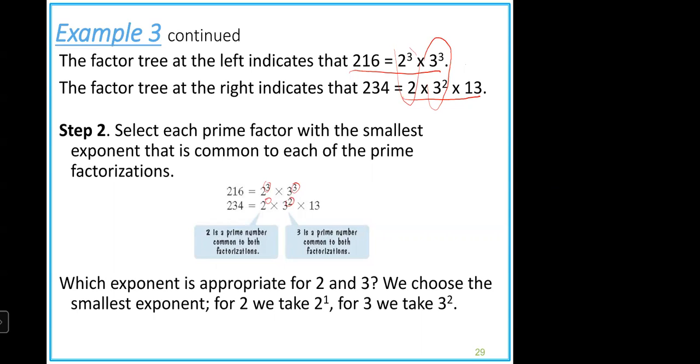In the case of 2, we have 2 to the third and 2 to the first power. You don't see anything there, but if nothing is there, it means to the first power. So we're going to take the 2 by itself, which is 2 to the first. And then you have 3 to the second and 3 to the third. The one with the smallest power is 3 to the second.